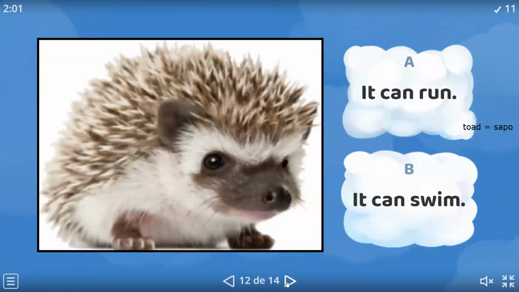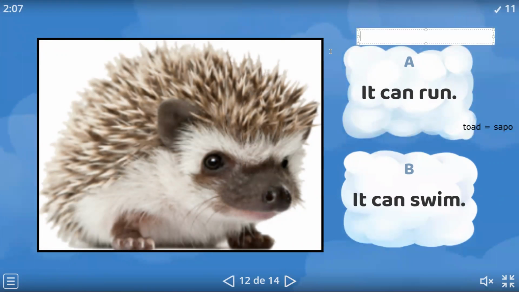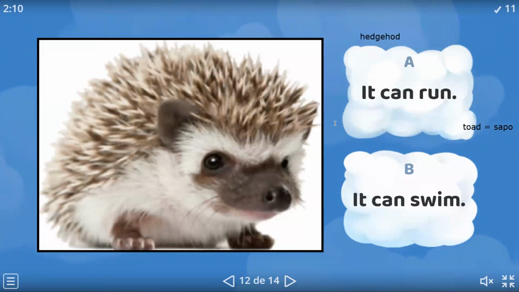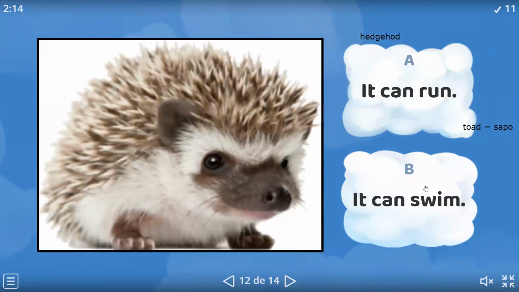Now, otra vez. It can run. Yes. But there is another way that we can call it, erizo, right? That's the other name. It's difficult for me to pronounce that, but that is hedgehog. Like this, hedgehog. That's how you call it, hedgehog. And it can swim or it can run.